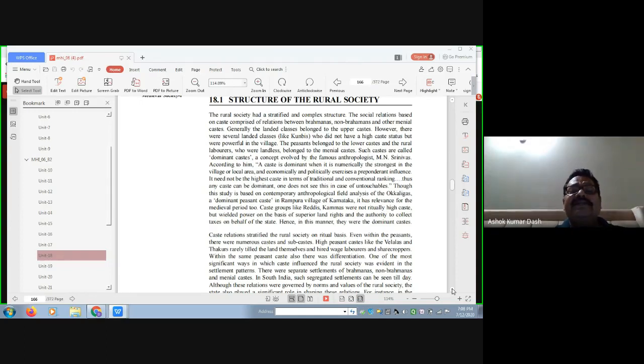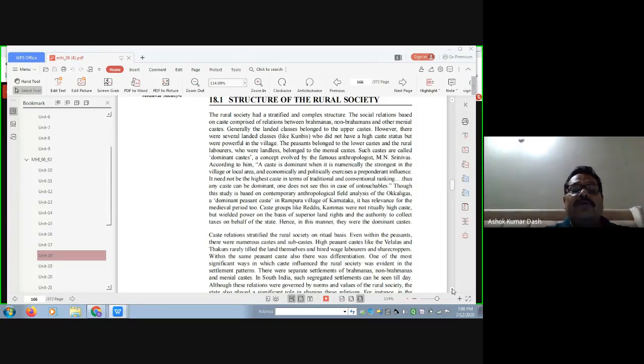And we can discuss them here now, that social relationship, which was based on caste, comprised relations between Brahmana, non-Brahmana, and other menial castes. Generally, the landed classes belong to the upper caste. However, there were several landed classes like Kunbis. These Kunbis were the holders of this Mirasi land. I was just discussing this Mirasi land before.